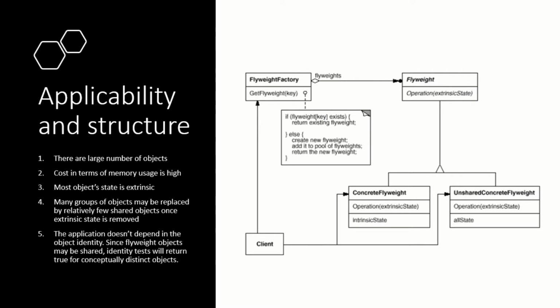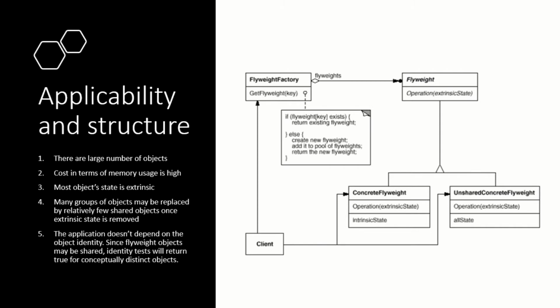That's important. Many groups of objects may be replaced by relatively few shared objects once extrinsic state is removed. The application doesn't depend on the object identity. Since the flyweight objects may be shared, identity tests will return true for conceptually distinct objects.